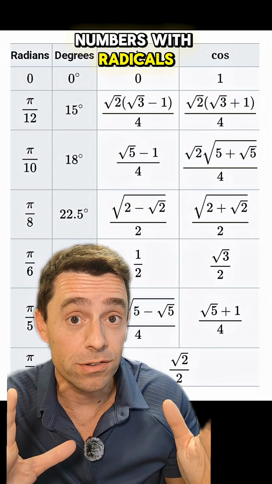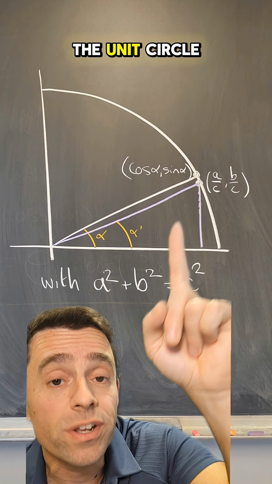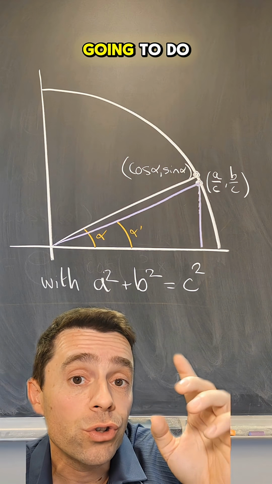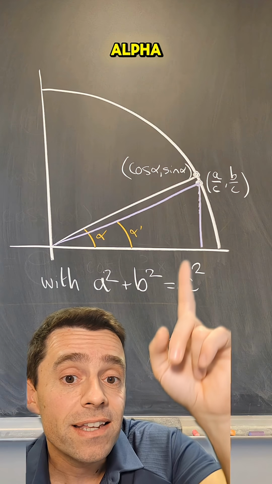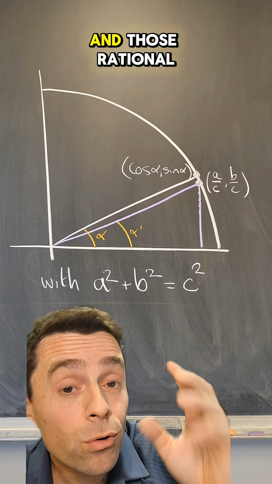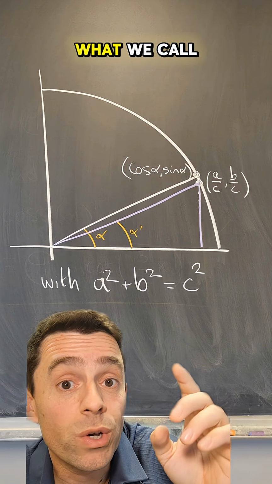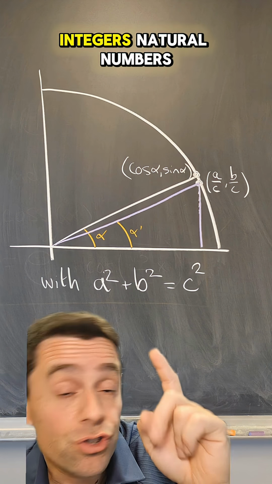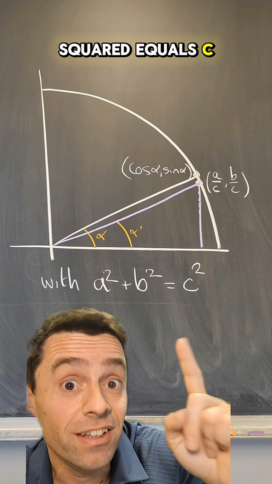The key here is that for every angle alpha, the point on the unit circle has coordinates cosine alpha, sine alpha. So what we're going to do is find another angle alpha prime really close to alpha, such that that point is actually given by rational coordinates. And those rational coordinates are really nice because A, B, C form what we call a Pythagorean triple. So A, B, and C are integers, natural numbers, such that A squared plus B squared equals C squared.